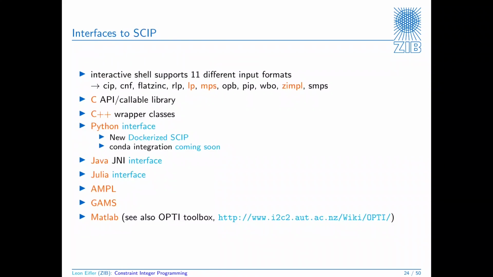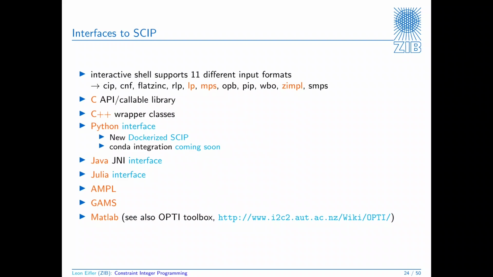Let us talk a bit about different ways of using SCIP and interfaces. So the first possibility is to start the interactive shell and read in your problem through one of these 11 different input formats. The most commonly used ones are probably LP and MPS. Then you also already know ZIMPL, the modeling language that is part of the SCIP Optimization Suite. The most complete way of calling any functionality is the C API and using SCIP as a callable library through C. There are also C++ wrapper classes.